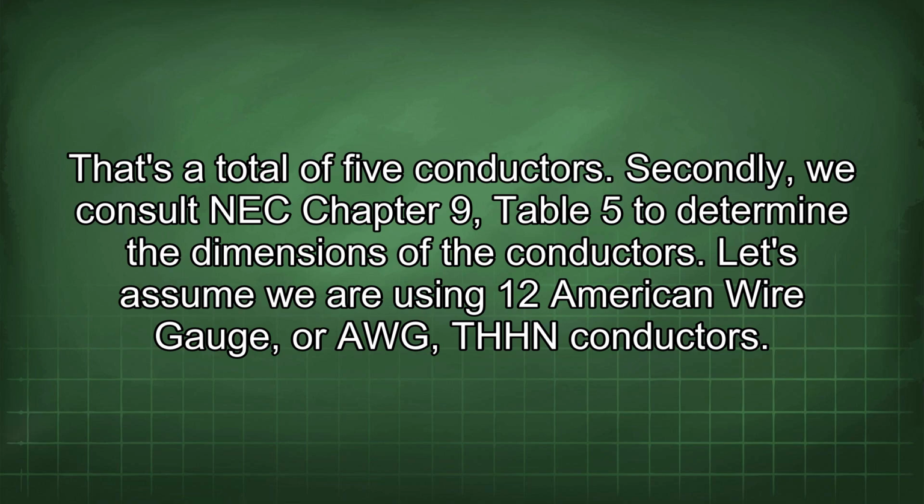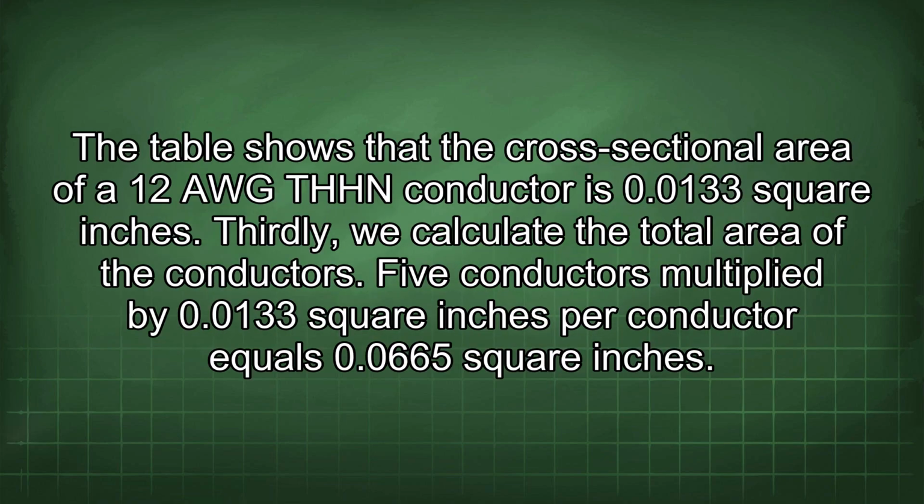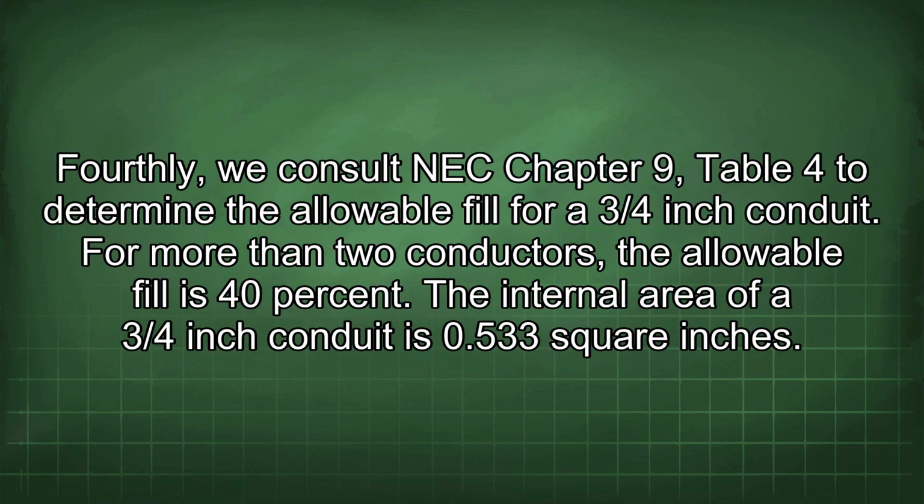Secondly, we consult NEC Chapter 9, Table 5 to determine the dimensions of the conductors. Let's assume we are using 12 American wire gauge, or AWG, THHN conductors. The table shows that the cross-sectional area of a 12 AWG THHN conductor is 0.133 square inches. Thirdly, we calculate the total area of the conductors. 5 conductors multiplied by 0.133 square inches per conductor equals 0.665 square inches.